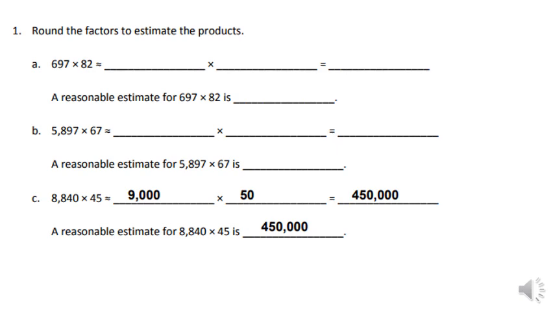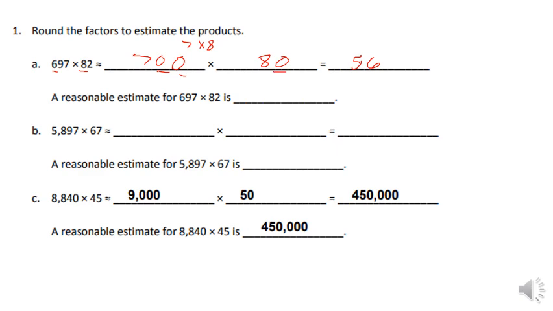Okay, we're going to do 1A, 1B because we did 1C during the pre-video. So here we have 697, and I know when I'm rounding this is between 600 and 700 because I'm doing whole numbers, and it's closer to 700. 82, I'm rounding to the tens, and it's 80 to 90, and 82 is closer to 80. So now for my estimation, I can use my basic math fact of 7 times 8, which I know is 56.